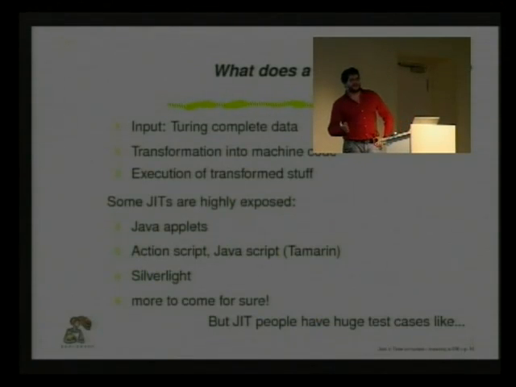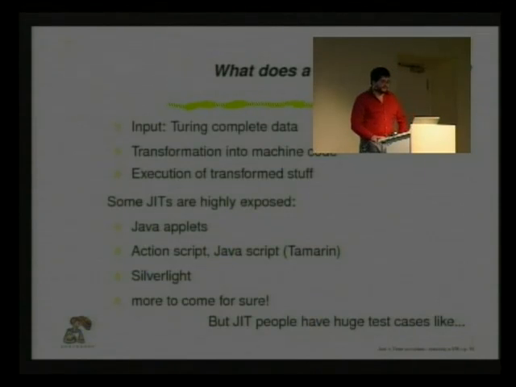Additionally, some just-in-time compilers are in highly exposed places. Let's think of a Java applet. It's loaded in the Java interpreter in your browser. ActionScript and JavaScript are executed by a just-in-time compiler called Tamarin. It will be in the upcoming Mozilla releases. Microsoft Silverlight's technology, Flash applets. There are JITs everywhere, and we can give them our data. And there will be more JITs in the future.